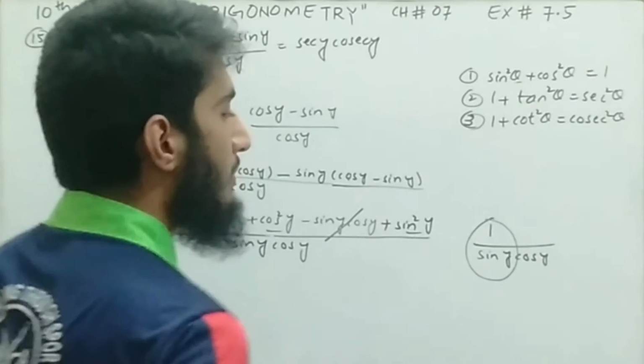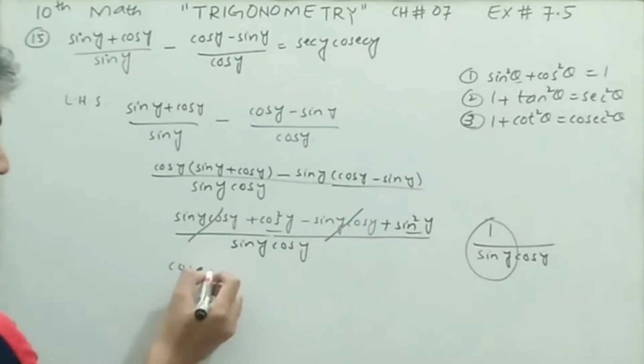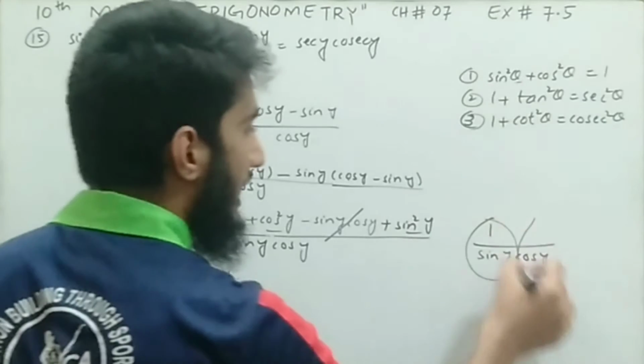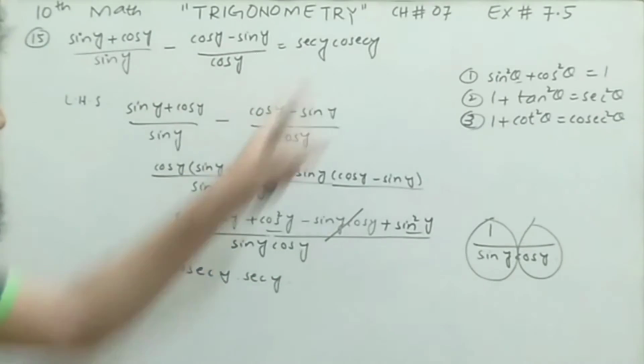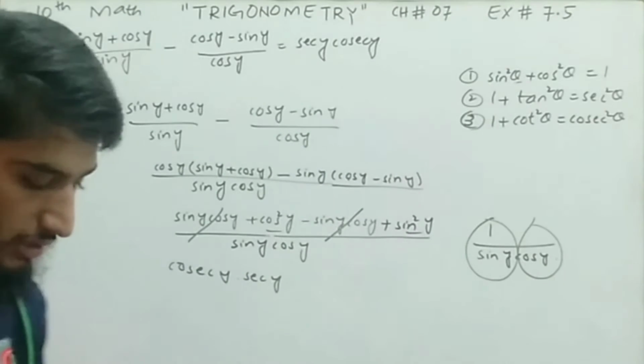Now 1 over sin is the reciprocal of cosecant, so it is equal to cosecant y, and you know that 1 over cos is the reciprocal, secant y. So hence we prove that this side is equal to secant y into cosecant y.